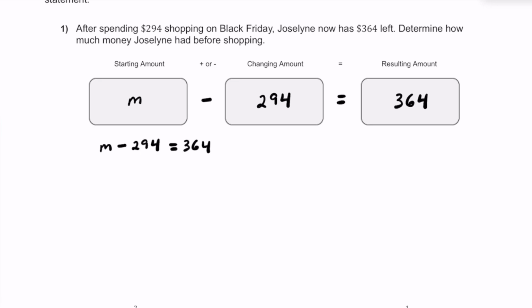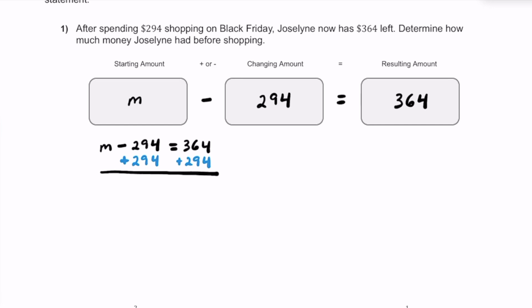So let's solve this equation now. We see subtraction as our operation. What's the inverse? The inverse is going to be addition. So right under the minus, let's put a plus. Let's add 294 to figure out what Jocelyn had before shopping. Let's go back in time and put that money back, right? Let's say Jocelyn returned everything. She gets the $294 back. We would figure out how much she had before shopping here.